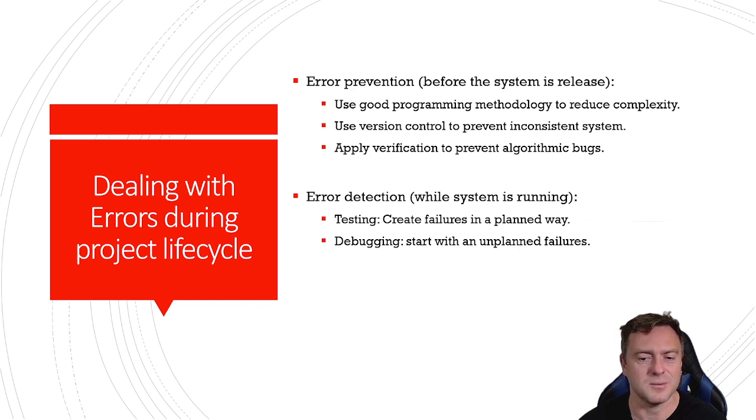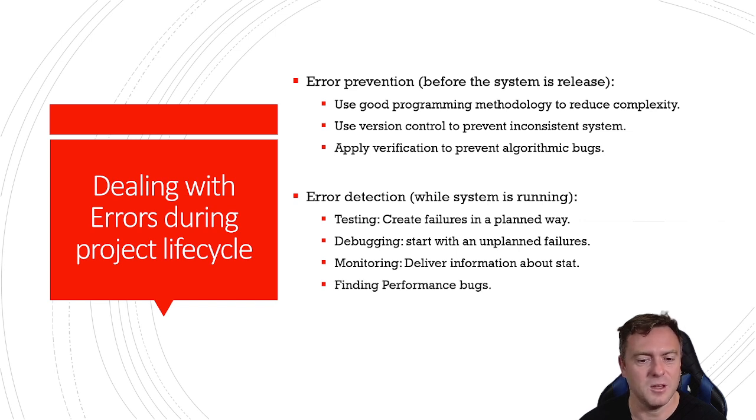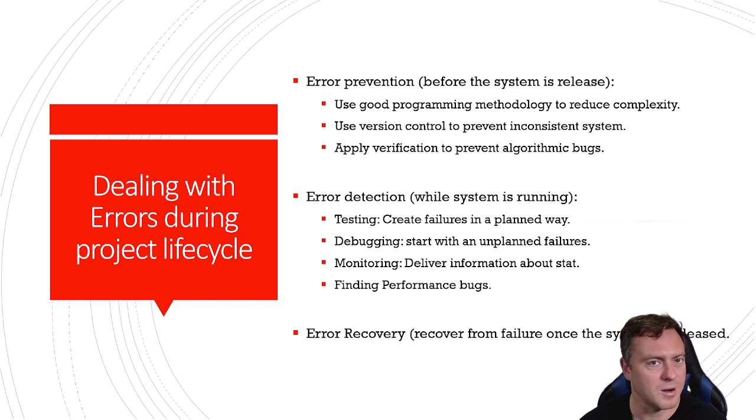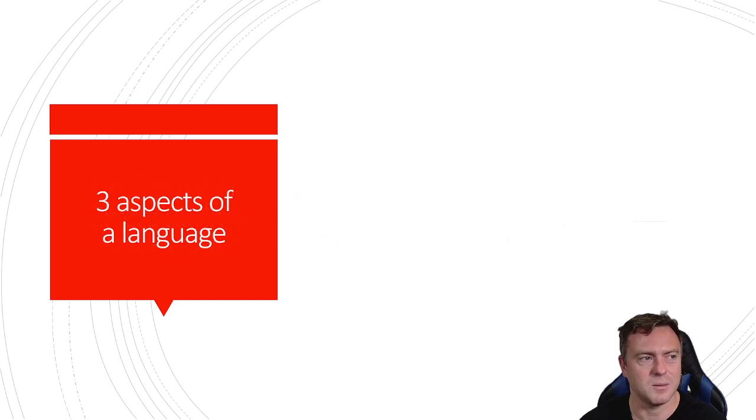So start with unplanned failures. As you're working through the application, something comes up. You list and very clearly specify what went wrong and then how to replicate that issue again so that someone else can look into it. You then want to monitor, so deliver information about the stats that are happening, and then you might want to start finding some performance bugs. So the computer program might be running fine, but it might be using a lot more memory than was expected. So you might be able to find a performance bug that might improve how the program goes. Then you have error recovery. This is where you recover from failure once the system is released from the issue that's come in.